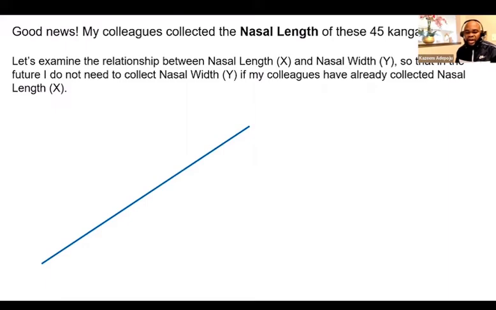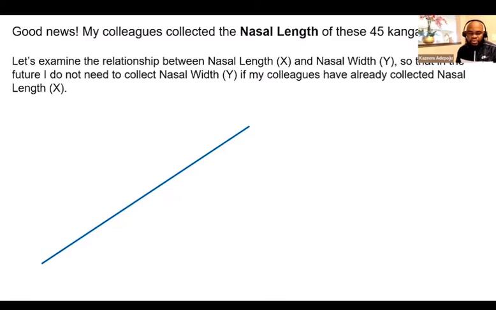In addition to having the NASA weight of the 45 kangaroos, probably my colleagues actually collected the NASA length as well. Initially we had the NASA weight, right? Which happens to be the response, but right now we have another variable that we call NASA length, and we're going to represent the NASA length with X, and we're going to represent the NASA weight with Y.